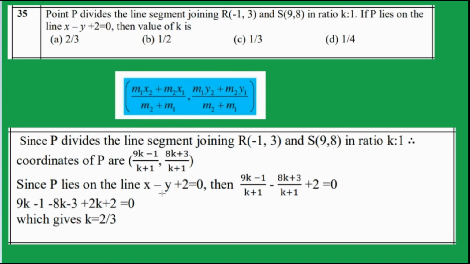Since P lies on this point, x will be 9k minus 1 by k plus 1 and y will be 8k plus 3 by k plus 1. So applying these 2 points on this line, we'll get 9k minus 1 by k plus 1 minus 8k plus 3 by k plus 1 plus 2 is equal to 0. After solving the simple calculation, k value will become 2 by 3. Correct option for 35th question is A.